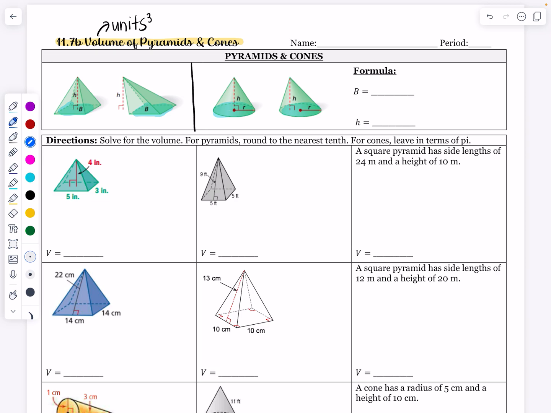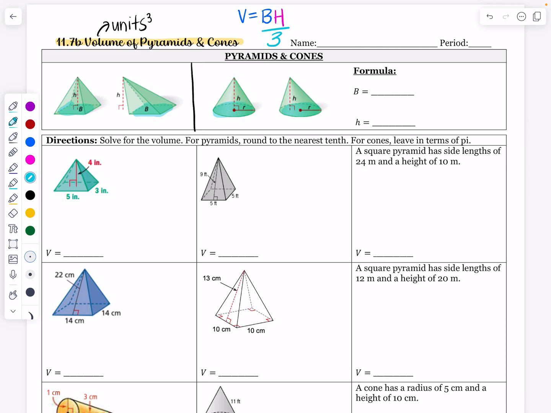We did a little discovery in class today. If you weren't there, let me know and I can send you a video that will fill you in and show you the why behind where this formula comes from. It's very similar to what we did the other day. The volume is going to be equal to the base times the height again, just like it was for prisms and cylinders, but we are going to divide that by 3.